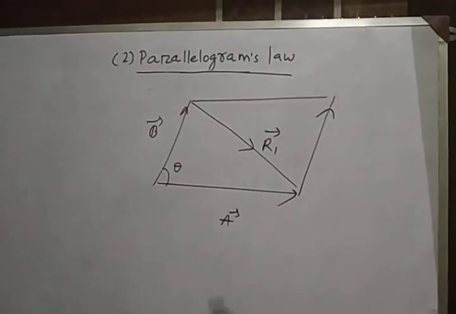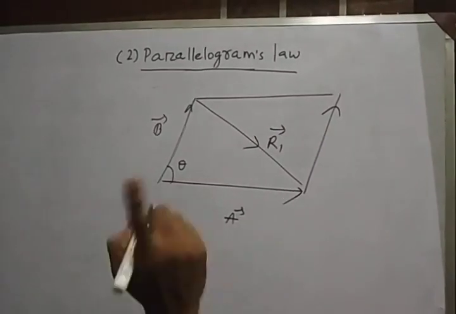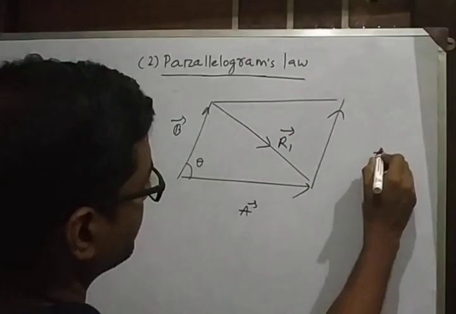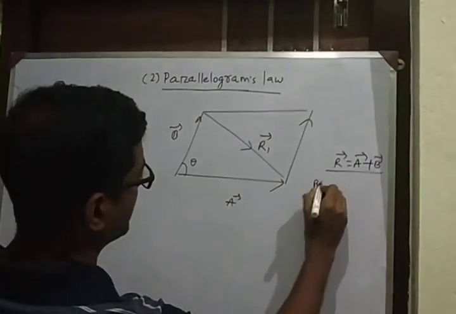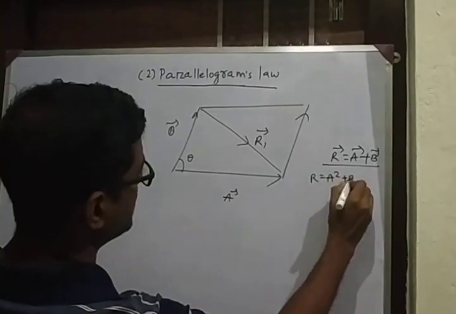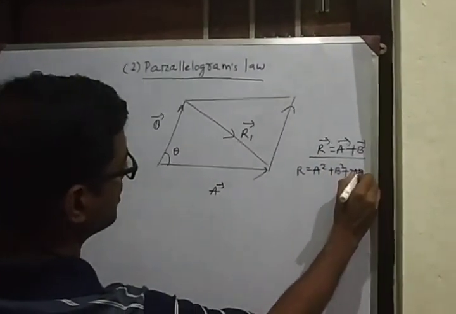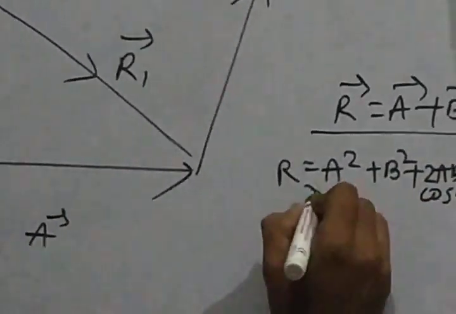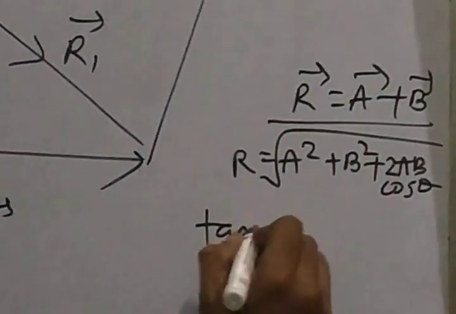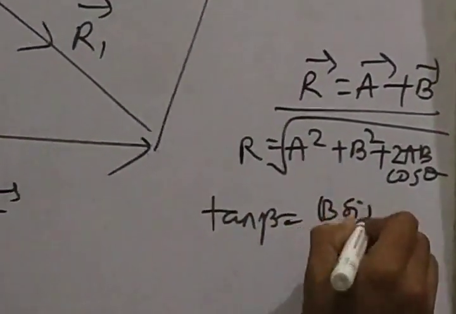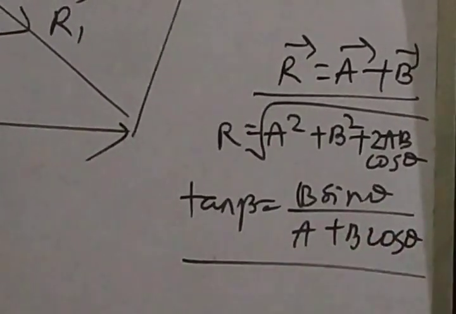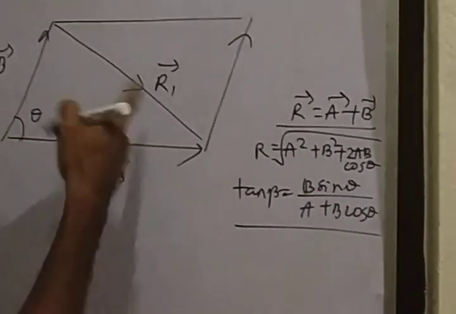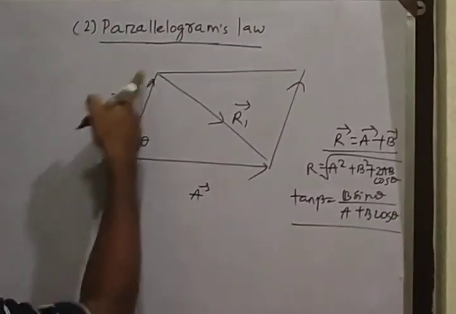We start. So already we have discussed one diagonal, that is R vector equals A vector plus B vector, and from there I can write the formula R equals root over A square plus B square plus 2AB cos theta, and tan beta equals B sin theta by A plus B cos theta, which is the same as your triangle law. Now what will happen to this R1? So let us consider this R1.